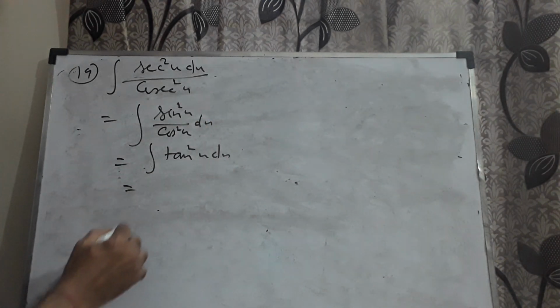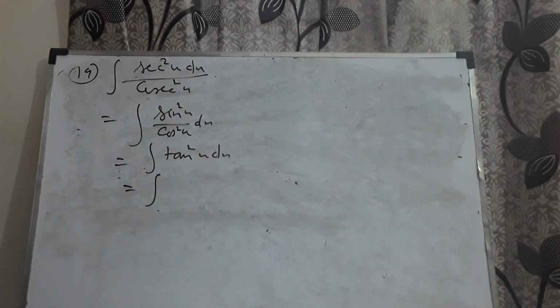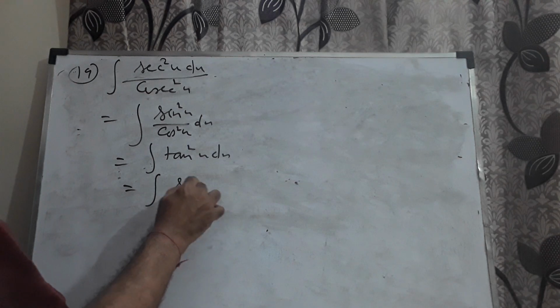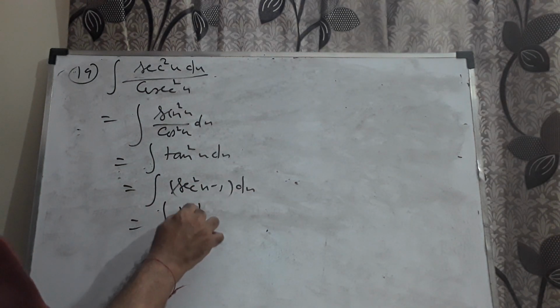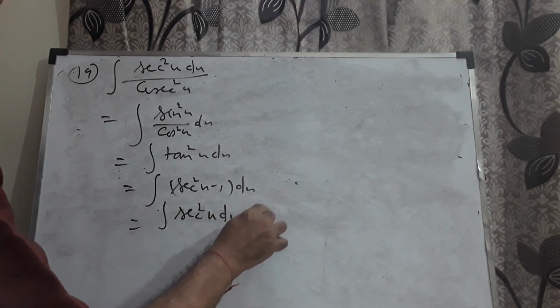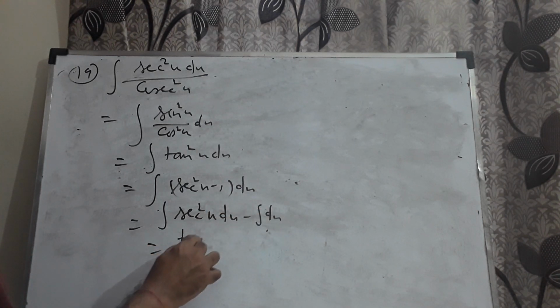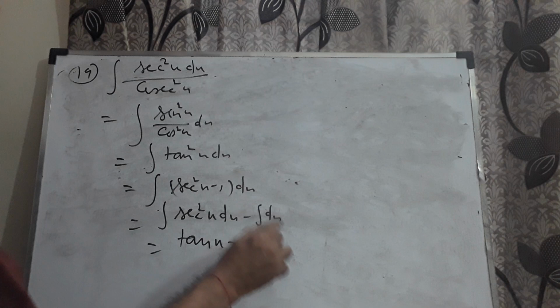This kind of observation you should have. But there is no formula for tan square x directly. I write it as secant square x minus 1 dx. I make it into 2 integrals, secant square x dx minus integral dx. Here I get it as tan x minus x plus c.